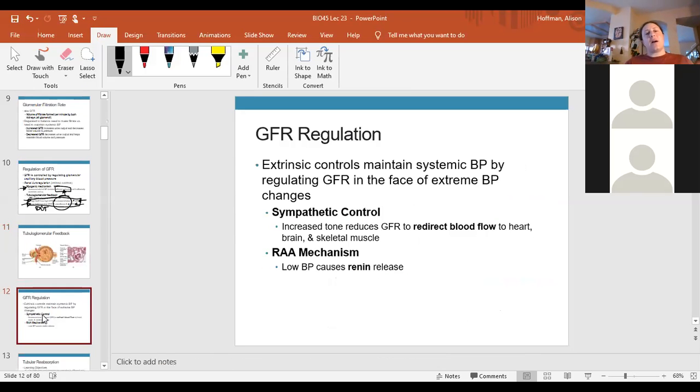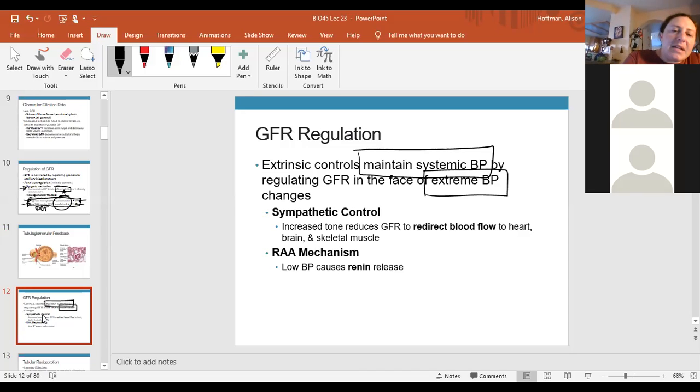Now, we have, in opposition to that, the extrinsic controls. So the extrinsic controls, they're concerned with systemic blood pressure. So they will sacrifice kidney function in order to maintain blood pressure to the entire body. So they will regulate GFR in a way that negatively impacts it, but only when blood pressure gets really, really bad.